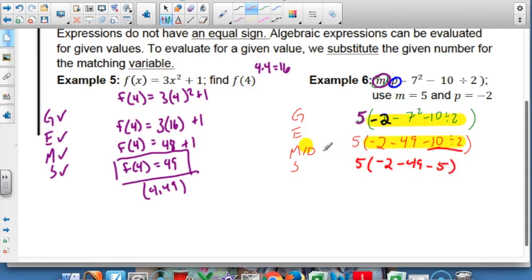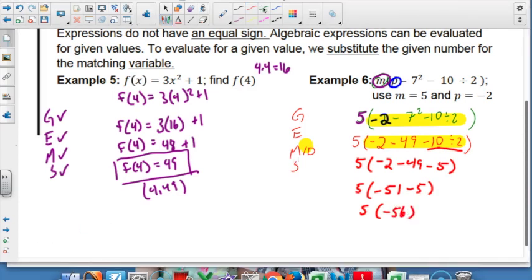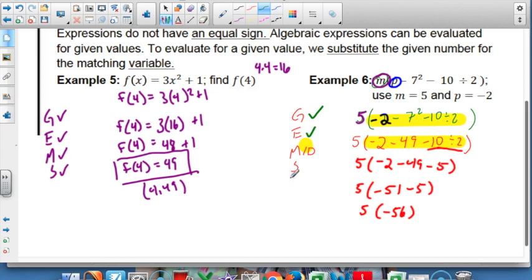Right? Now I'm finally ready to do that subtraction, because all my exponents have been taken care of, all my division's been taken care of, and now I'm ready to deal with any addition or subtraction. So I'm going to go through and say -2 minus 49 is -51 minus 5. So then my next row is going to be -51 minus 5 is -56. Now finally, I can say that my grouping symbols are done. There are no exponents left, because the only exponents were inside of that grouping symbol.